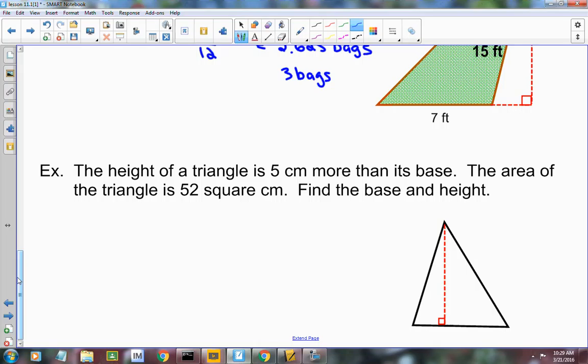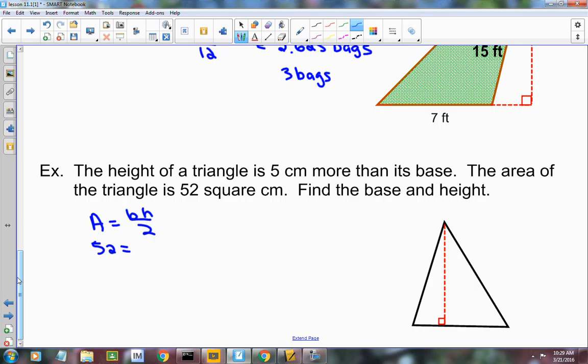The height of a triangle is 5 centimeters more than its base. The area of the triangle is 52 square centimeters. Find the base and the height. Okay, so we know area is base times height divided by 2 on a triangle. We know the area, right? We're going to work backwards because we want to find the base and the height. Now, we really don't know either one of them, but it gives us the height in terms of the base.